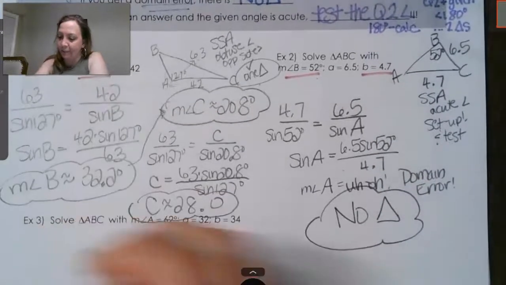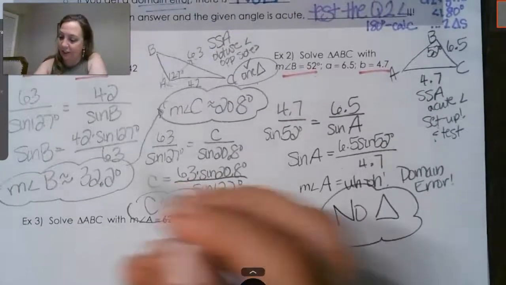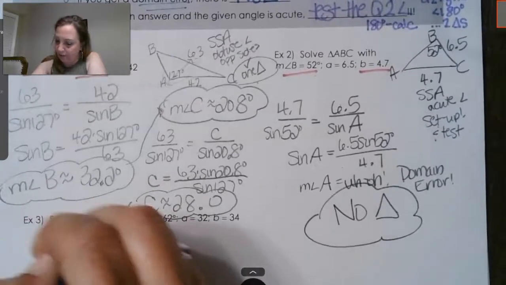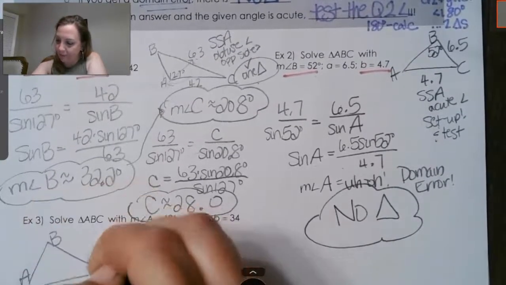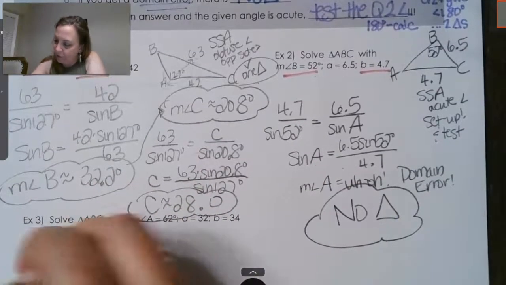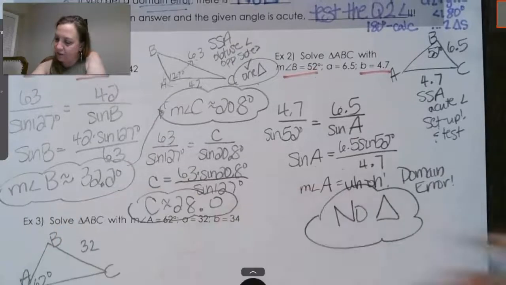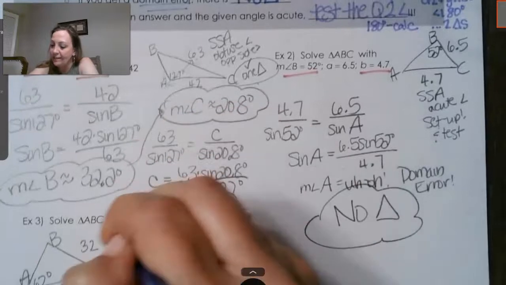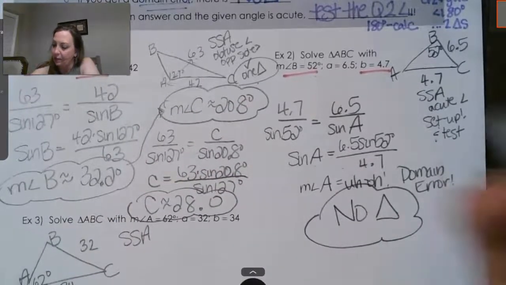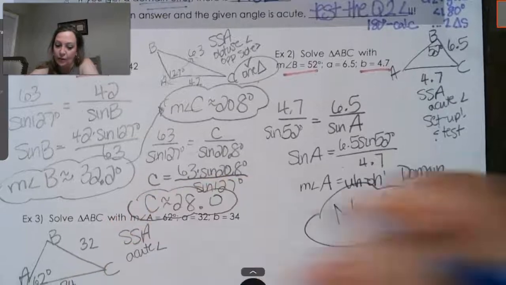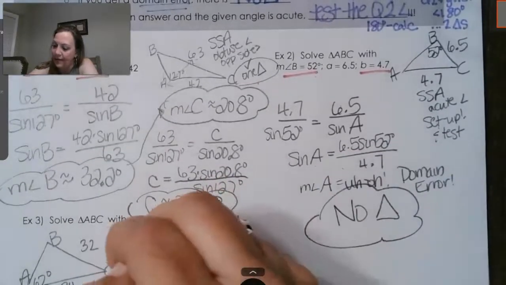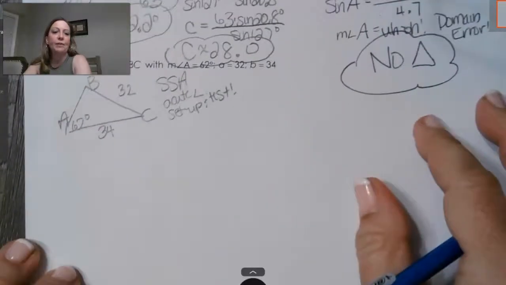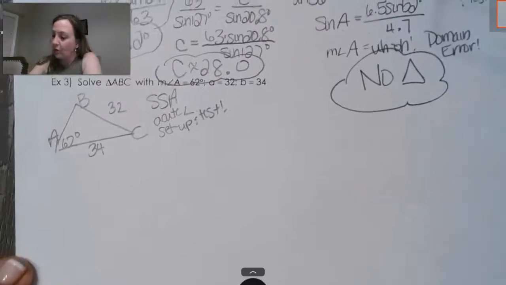All right. In the last example on the first page here, it wants us to solve triangle ABC with the measure of angle A being 62 degrees. Let me just draw it real quick. Here's ABC. Measure of angle A is 62 degrees. Side A is 32 and side B is 34. Okay. So once again, this is an SSA case. We have an acute angle. So what that means is that we have to set up and test, because there could be 0, 1, or 2 triangles there. So let's set it up.